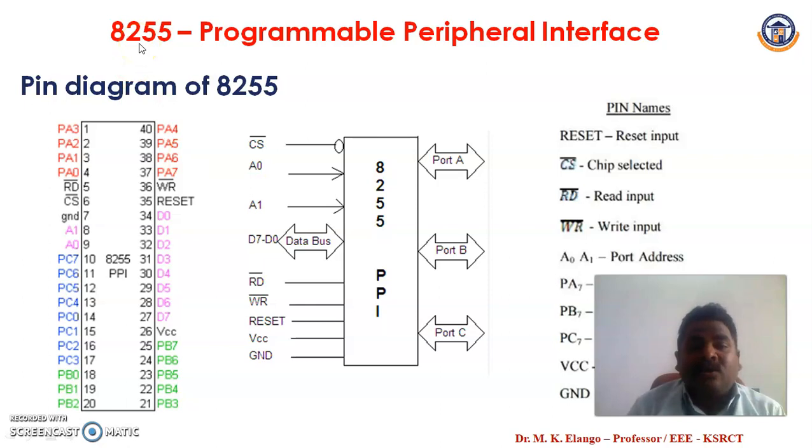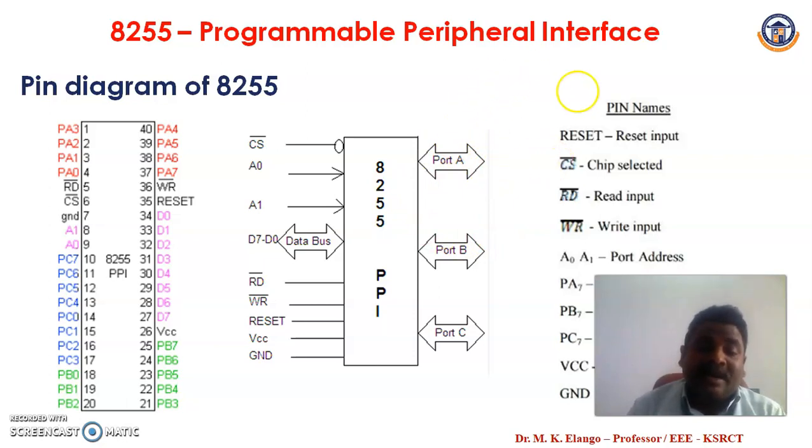When we look at the programmable peripheral interfacing IC pins, actually it is a 40 pin IC package. Totally it has 40 pins, right? And this 8255 has 3 ports: port A, port B, port C. Each port is a bidirectional 8 pin port. That means at a time 8 bits of data can be transferred from peripheral devices to the microprocessor and vice versa, right? So here 8 pins for port A, 8 pins for port B and 8 pins for port C.